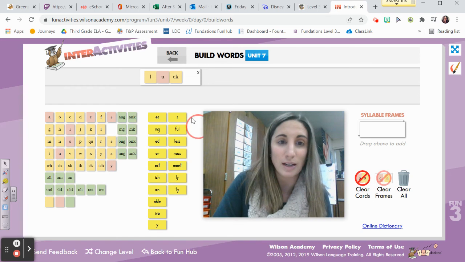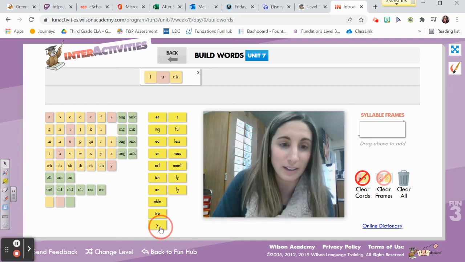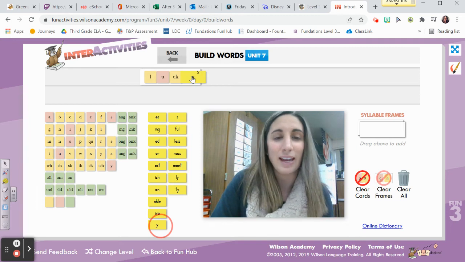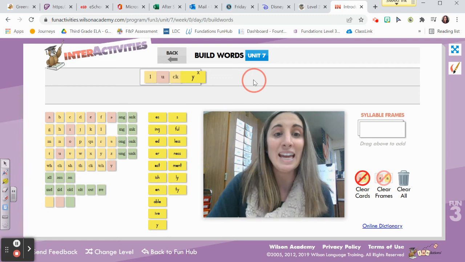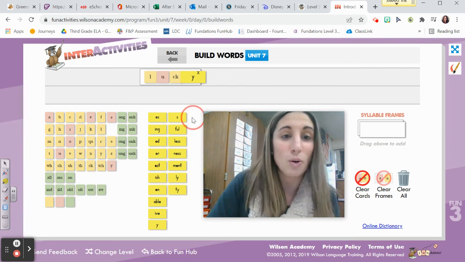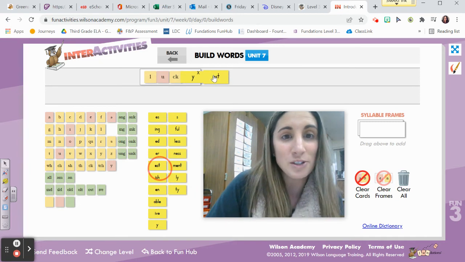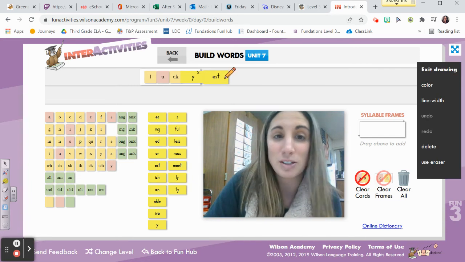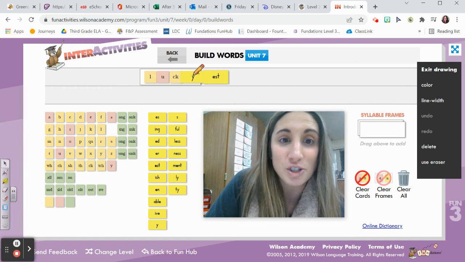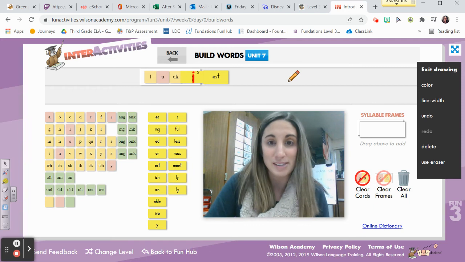So here are my suffix frames. Which suffix am I adding on to make it lucky? Right, Y. Oops, didn't like that. Try again. Okay, now I want it to be luckiest. So I know, hopefully you see the EST, but do I just do that and I'm done? What do you remember? This Y has to change to an I, right, before you attach that suffix.